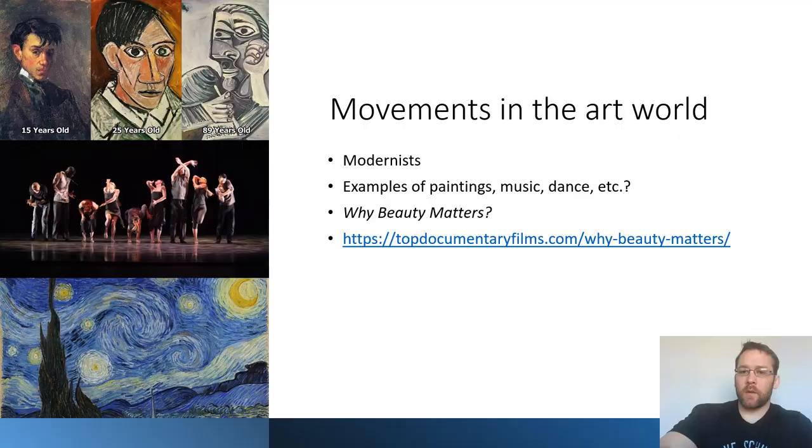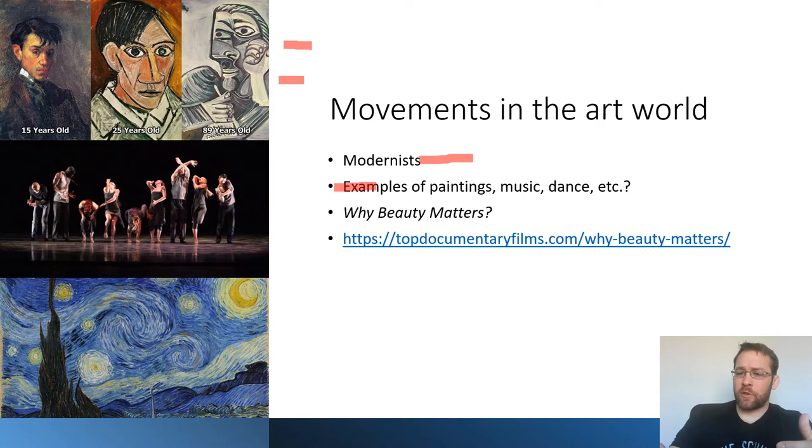Okay, so now as we shift out of the more classical, traditional ways of artistic expression, we get into what are known as the modernists, and then the postmodernists. Some examples: we have people like Picasso, who is a transitory figure. He starts off as a very accomplished classical painter, and then he moves into his own style of modernism, cubism, very abstract.